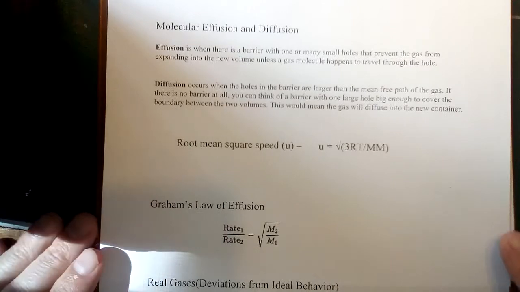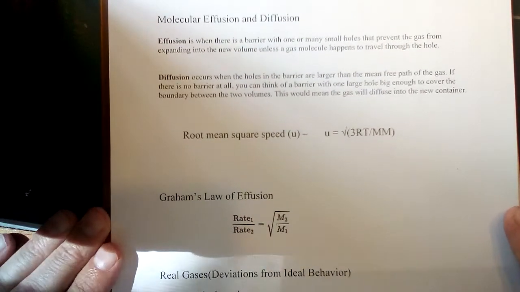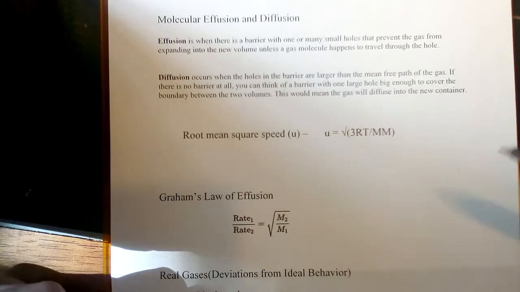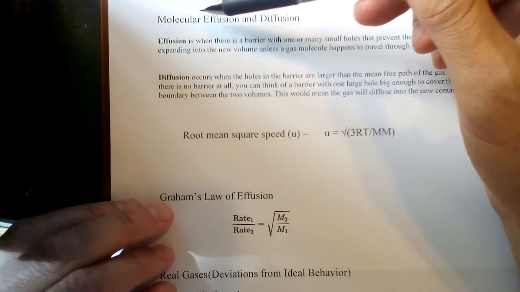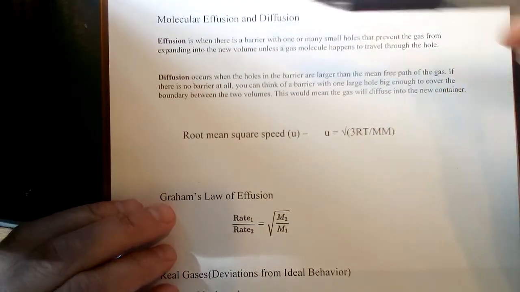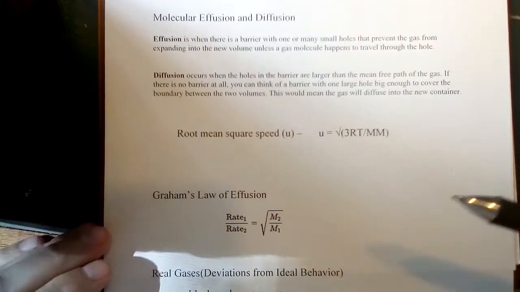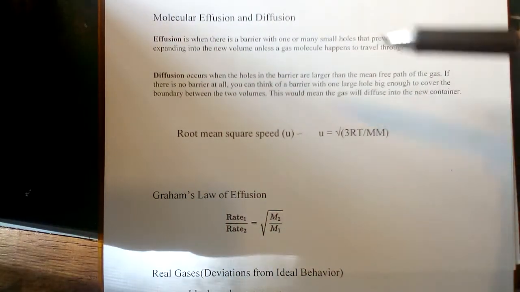Now, a couple of ways we can apply some of these ideas are on the next page. If we think about gases moving, it could be through other gases or it could be through openings where there's no other gases. These processes are called molecular effusion and molecular diffusion. And I actually have these strict definitions here to go over.